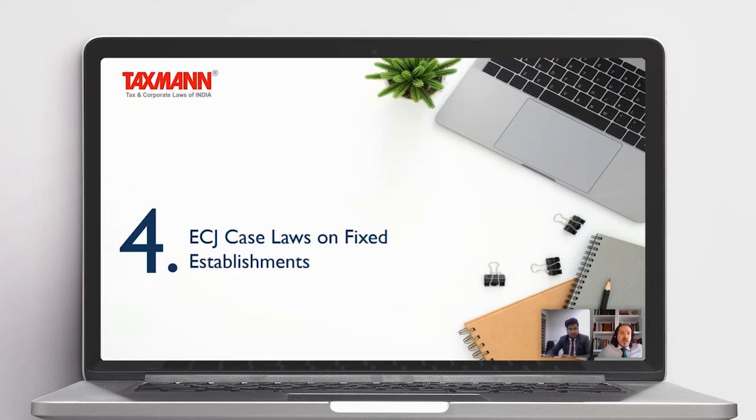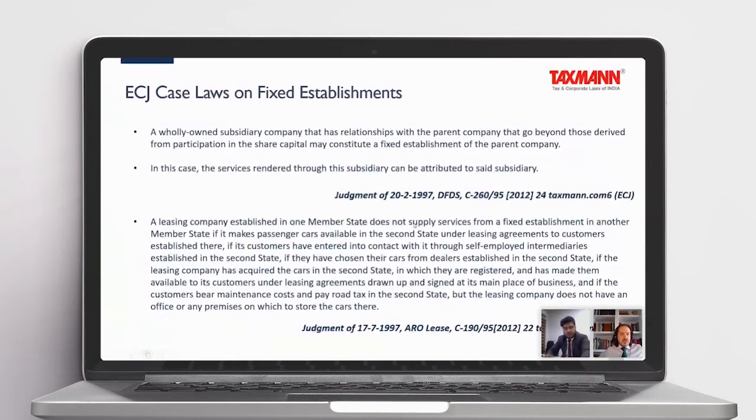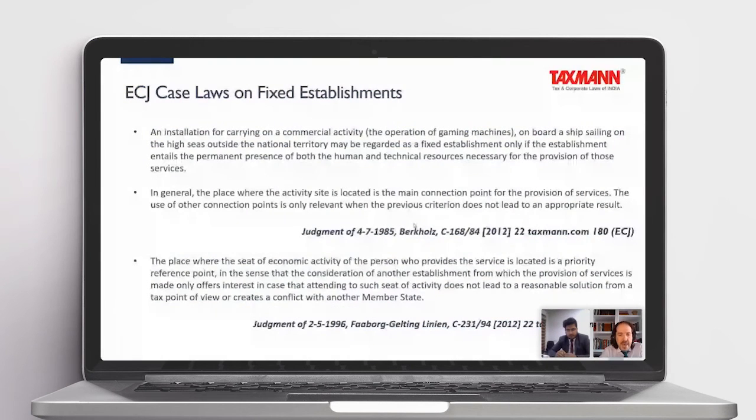Specific cases coming to the European Court of Justice, we have a certain number. The first one is relevant because, firstly, it's the first one. This is a case coming from the 80s, the case of the 4th of July of 1985, and it's also a relevant case because it's the first case in which the ECJ faced the concept of the fixed establishment.